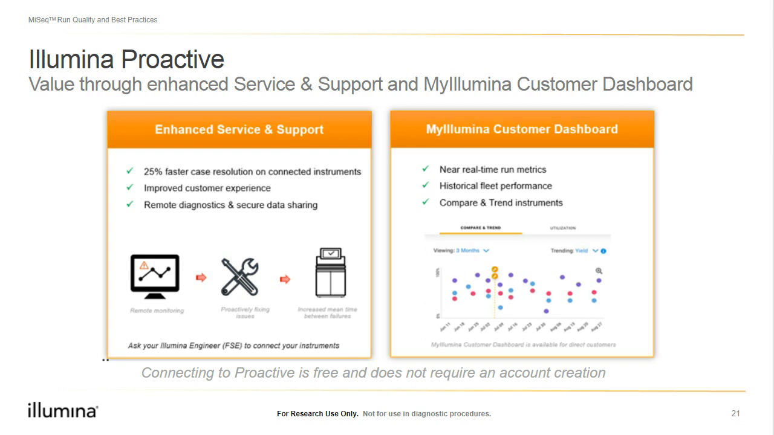Second, Proactive allows tech support to remotely access the run metrics only. Again, no sequencing data is available to Illumina, only run metrics, which allows us to quickly review issues with you without having to set up a desktop connection or collect the files. This results in up to a 25% faster case resolution time, which means more uptime and more runs for you.